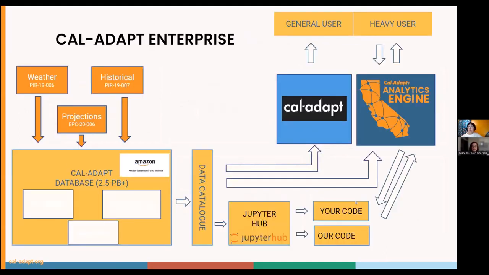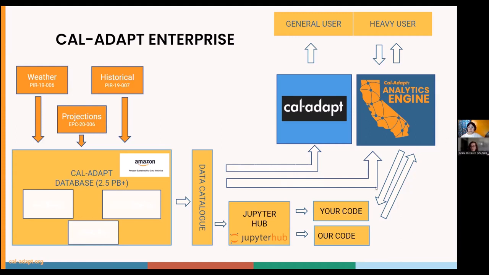Next slide. It looks like some of my slide stuff didn't transfer completely, but this is just showing how these different pieces of the CalAdapt enterprise come together. So we have historical weather, historical climate modeling products, and projected climate modeling products that feed into our database, which is a huge amount of storage, 2.5 petabytes. And then our data catalog is used to support the tools and visualizations at CalAdapt and also at the analytics engine.